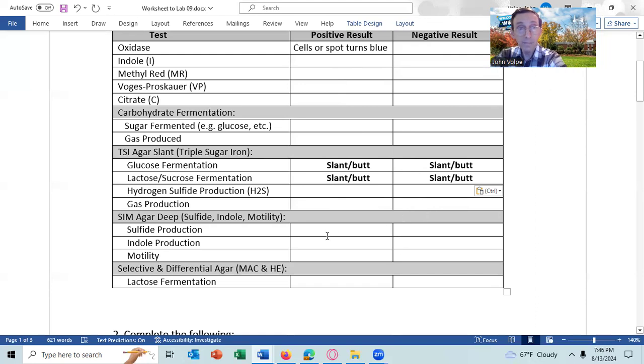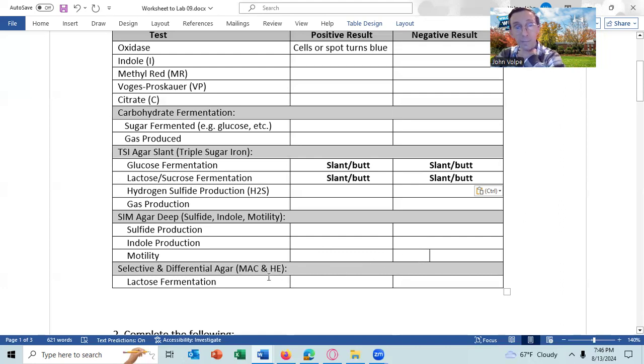For the SIM agar, give me the positive result if sulfide is produced and the negative result. For the indole test, give me the positive result and the negative result. For the motility test, give me the positive result and the negative result.